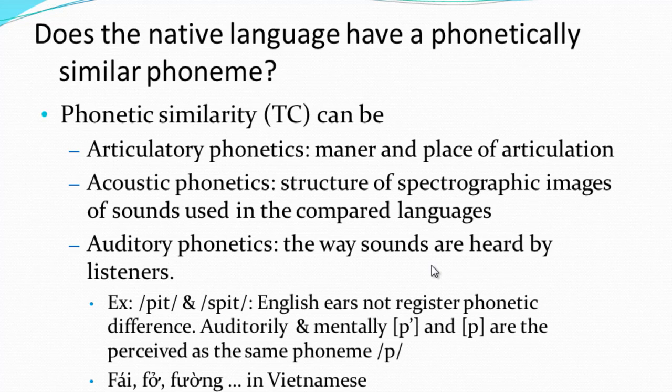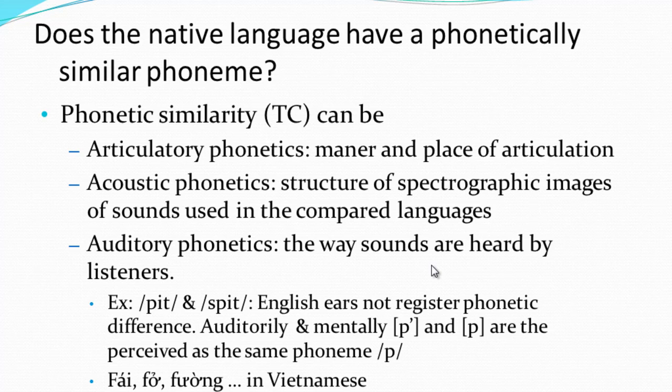Okay. Although the acoustic images of the sounds that we make will be essentially different from those of the native speaker, computers can understand them quite well, thanks to the study of acoustic phonetics.